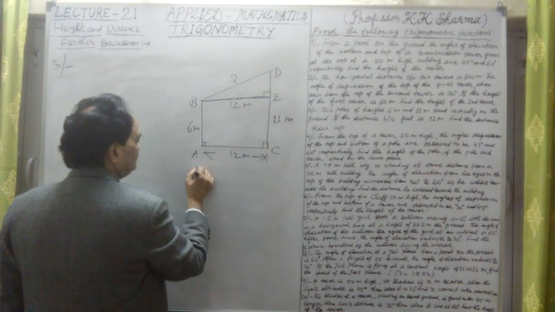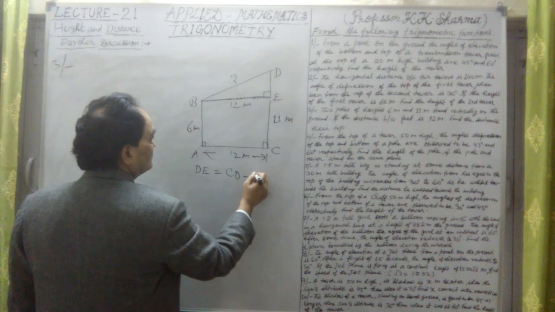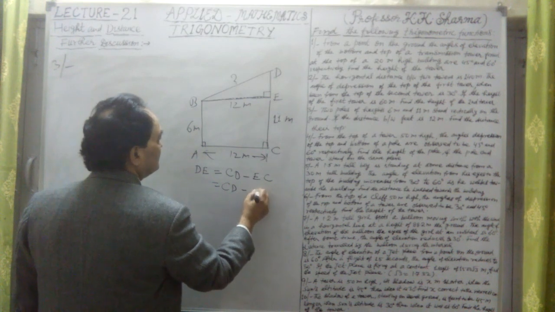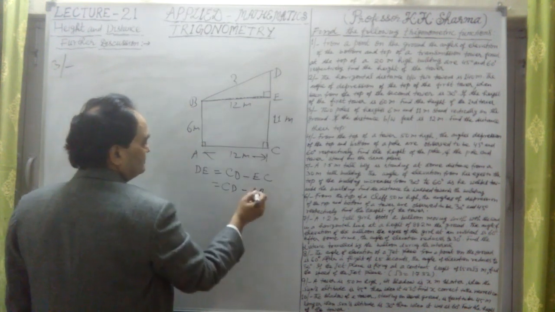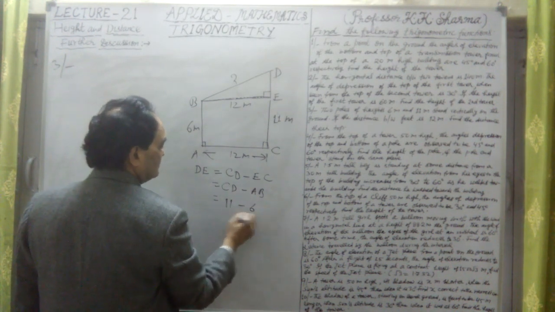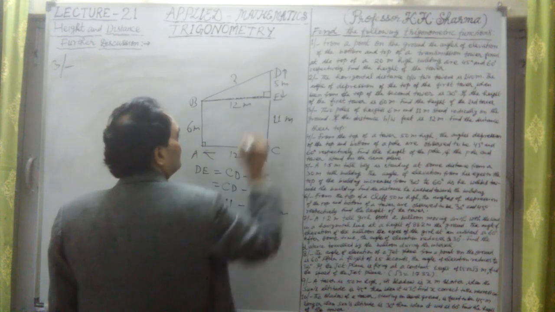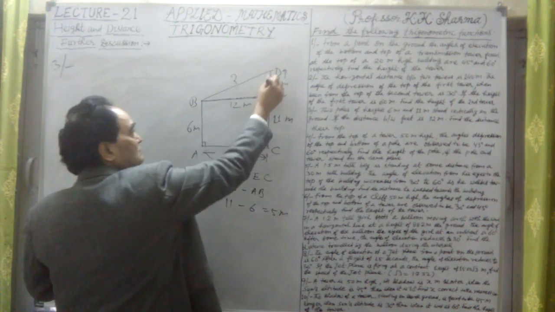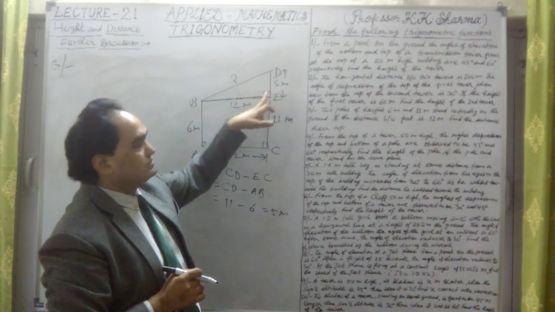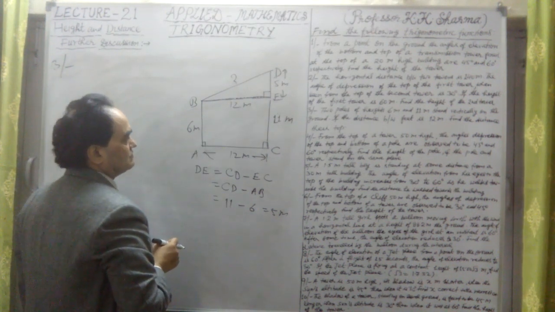Here DE is equal to CD minus EC, and EC is equal to AB, which is 6 meter. So CD is 11, total length, minus 6 equals 5 meter. So this comes out to 5 meter. Now what we see here is a right angle triangle. The reason is that this square plus this square equals hypotenuse square, so this is a right angle triangle. In that way we can calculate that.